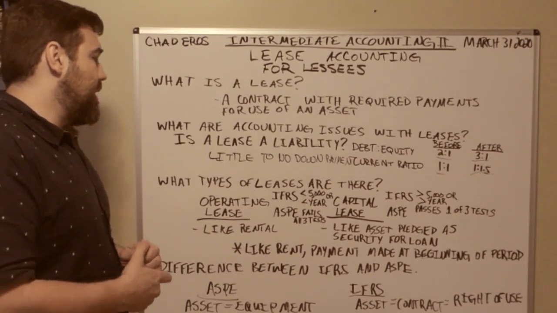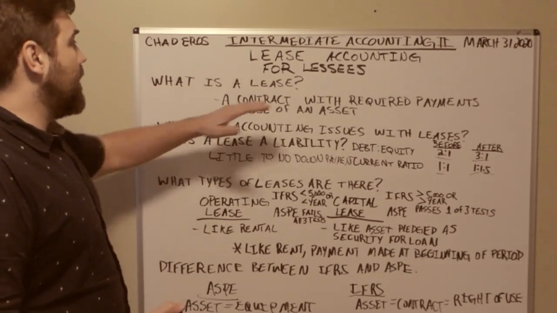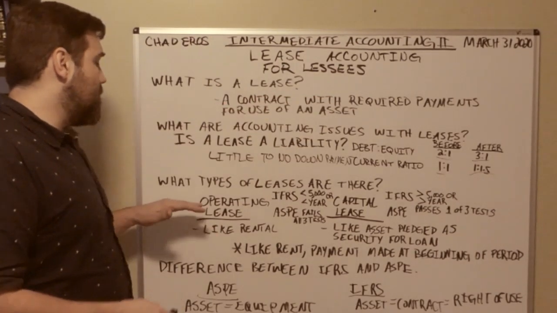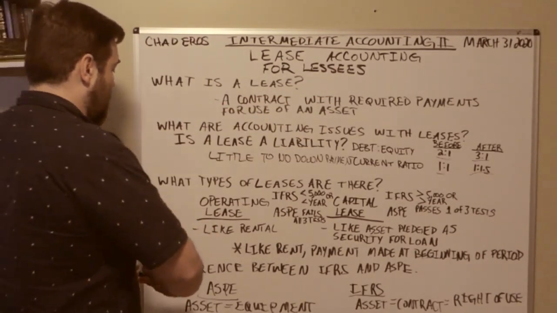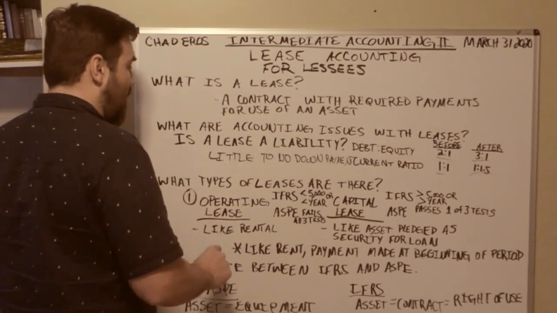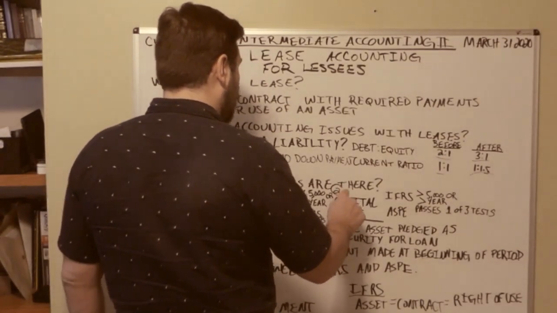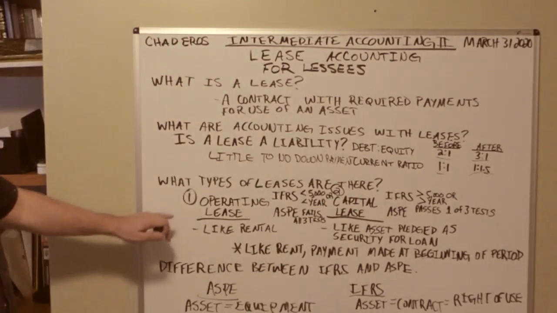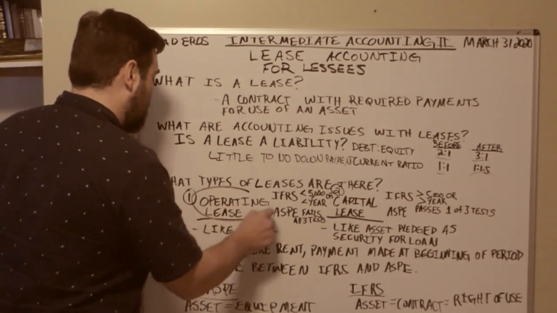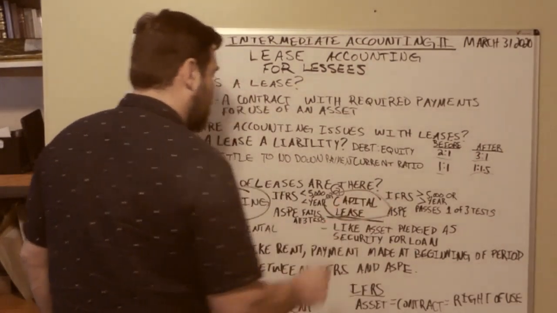What types of leases are there? Okay, so for a lessee, there's two types of leases. The first one is an operating lease. The second one is a capital lease. Okay, an operating lease, capital lease.